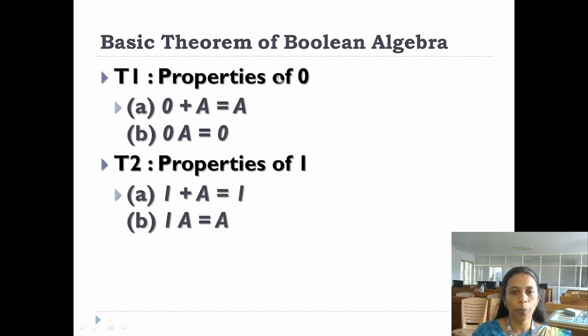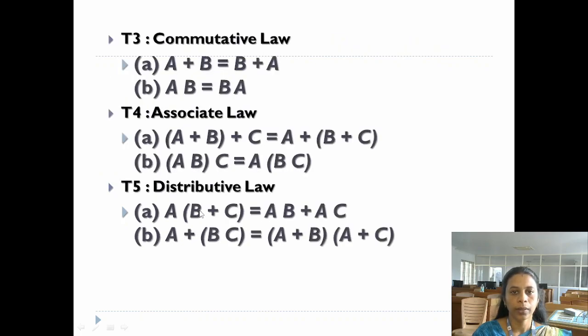Theorem 1 is the properties of 0. A literal a ORed with 0 gives a. If we perform the dot operator, a dot 0 is equal to 0. And the properties of 1: 1 plus a is equal to 1, and 1 dot a is equal to a. Then the commutative law: a plus b is equal to b plus a, and ab is equal to ba.